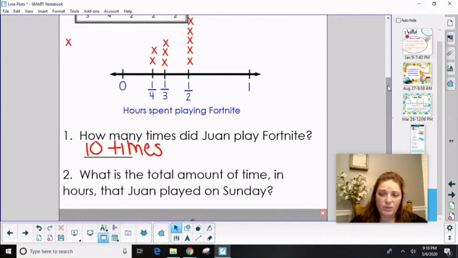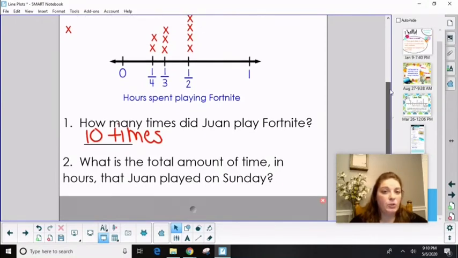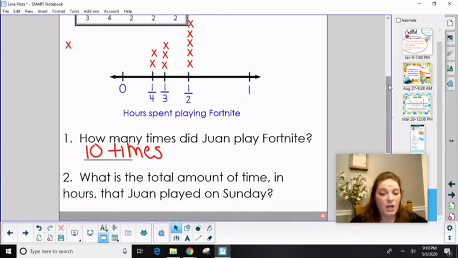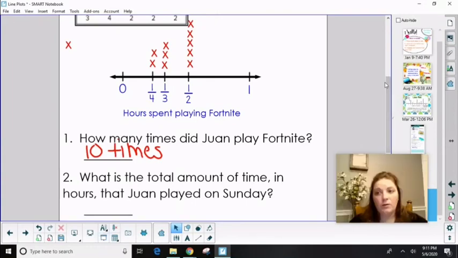What would you do to figure this out? What's this called? The total, right? We want the total amount of time. So, to find the total amount of time, this takes a little bit of work. I'll give you a head start. Pause the video. All right, let's see what you got.